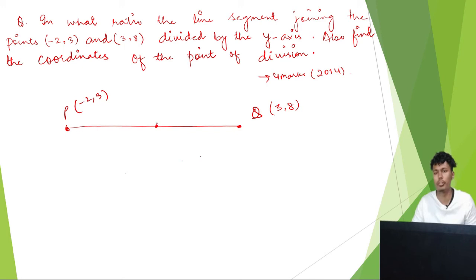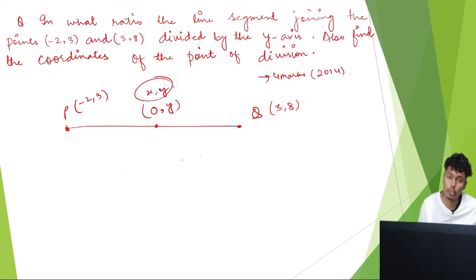So there is a point which we are going to divide. Okay, this is divided by the y-axis. Remember, if anything is divided by the y-axis, it will be 0 on the x-axis and it is y, like this. Okay, x will be 0, so you have to write 0, y.